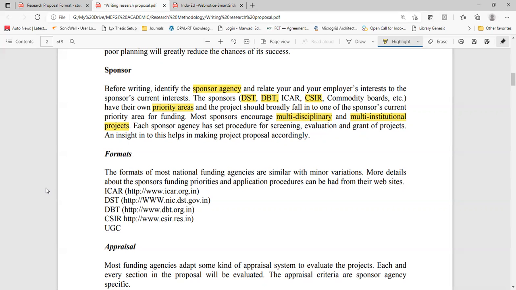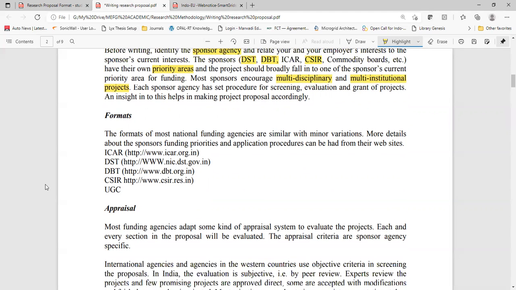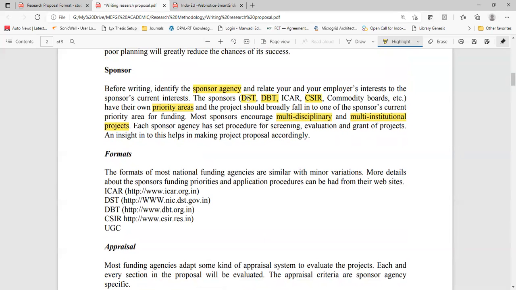Okay. And each sponsor will have their own screening system. So if you submit to, let's say, DST, then they will identify some experts in that area and they will hand over your proposal to those experts, and then those experts will evaluate your proposal. And all of this is done on a merit basis. So your proposal should be very, very strong technically.